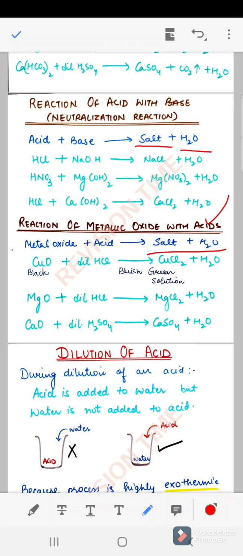Here we have acid with metal oxide, right? So copper oxide, which is black in color, reacts with dilute hydrochloric acid, producing a bluish green solution of copper chloride and forming water also.